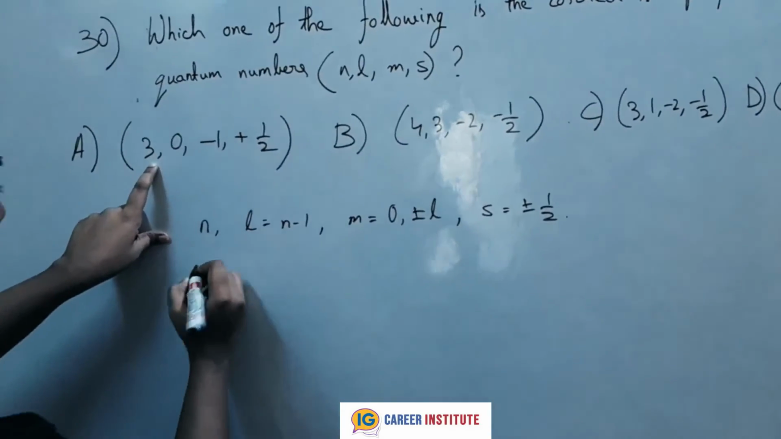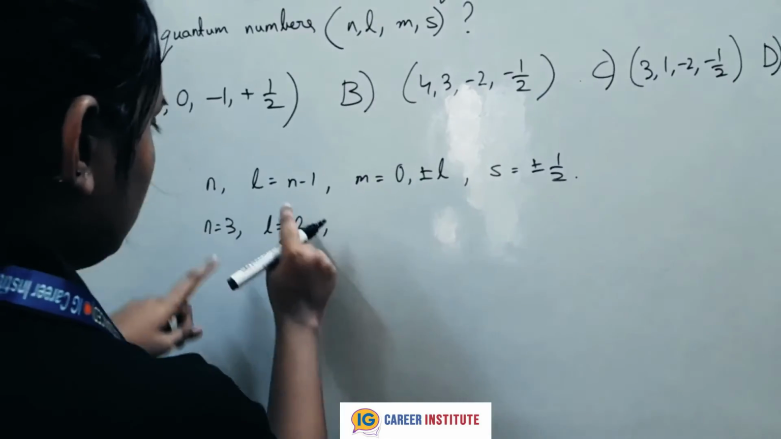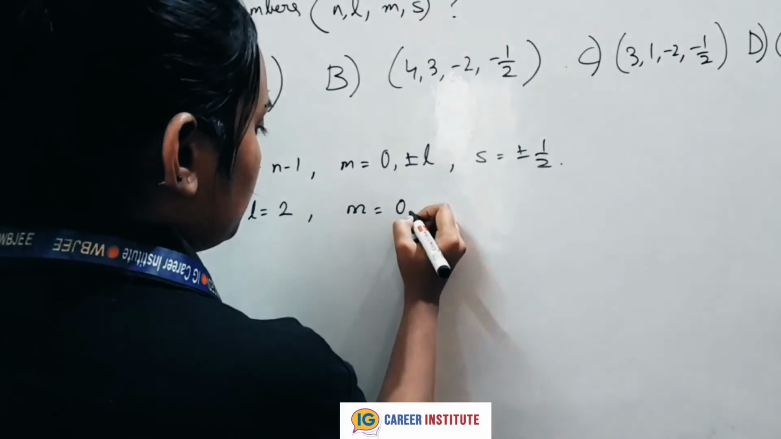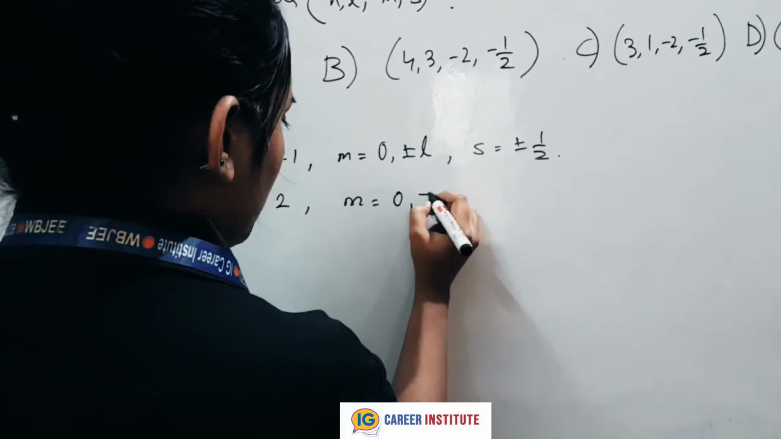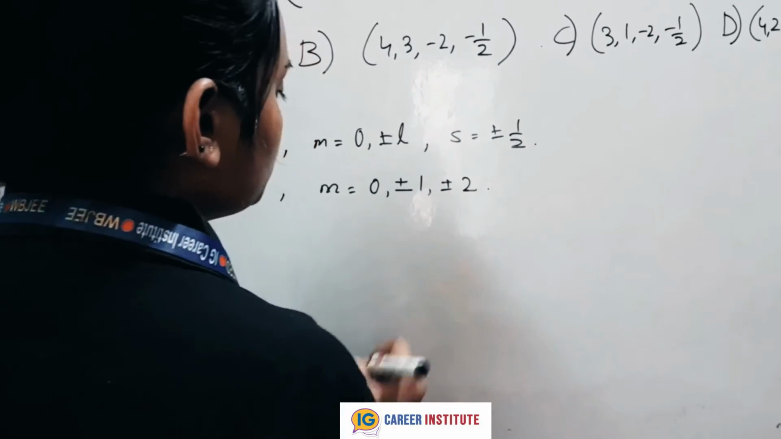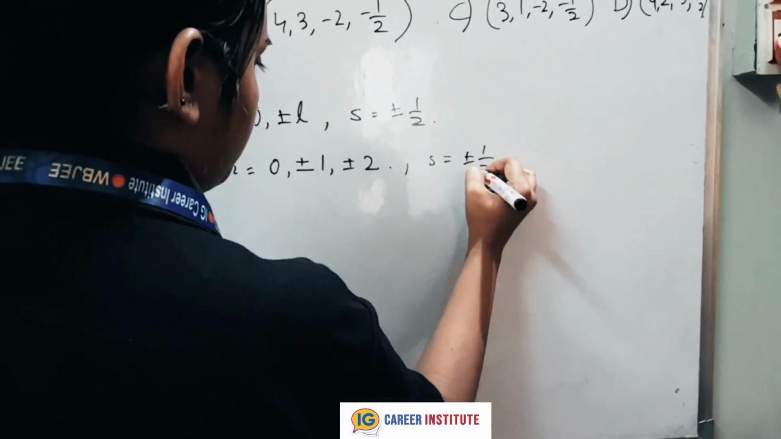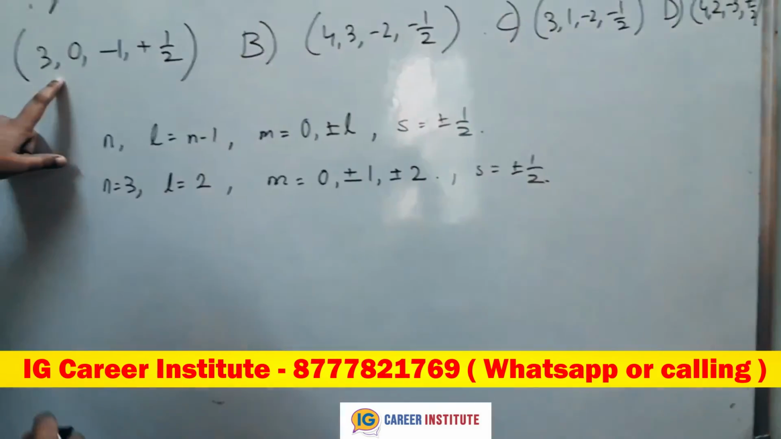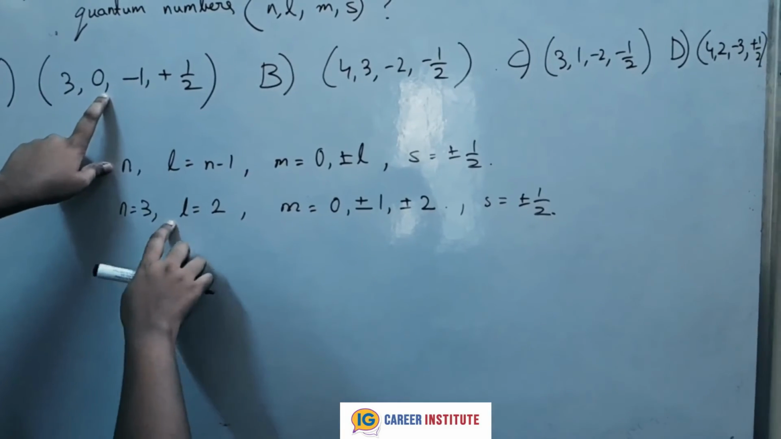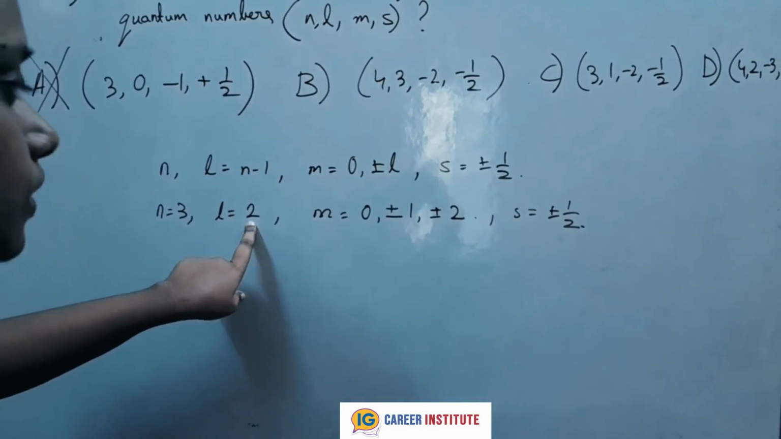If N equals 3, then L will equal 2, right? N minus 1, that is 2, and M will be 0 plus minus L, so plus minus 1, plus minus 2, right? And S will always be plus minus half. So let us check it out. For N equals 3, for L it is given 0. So obviously option A is the wrong option because L value should come out as 2.